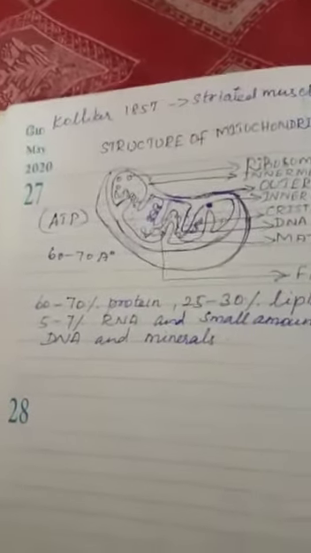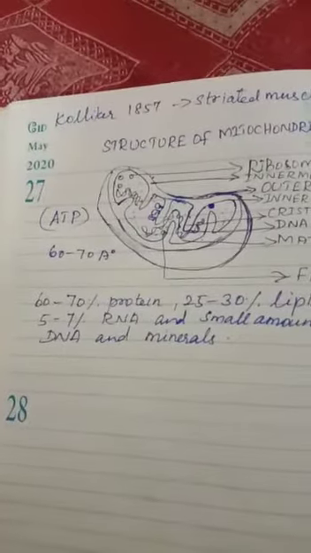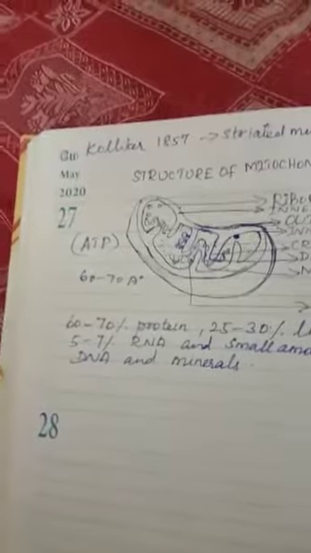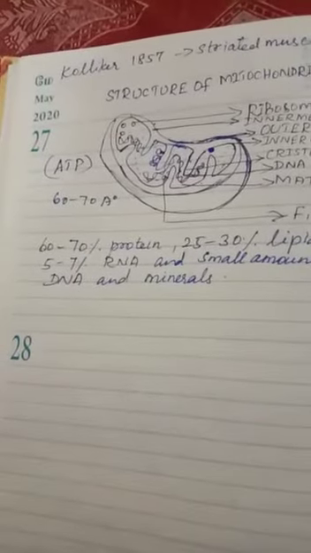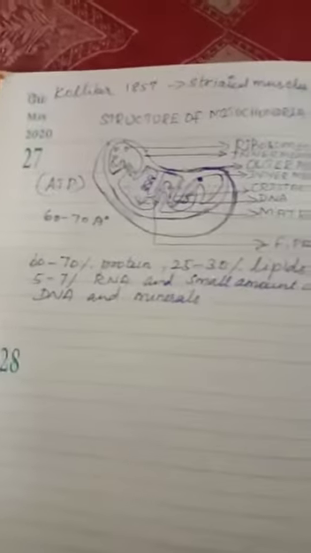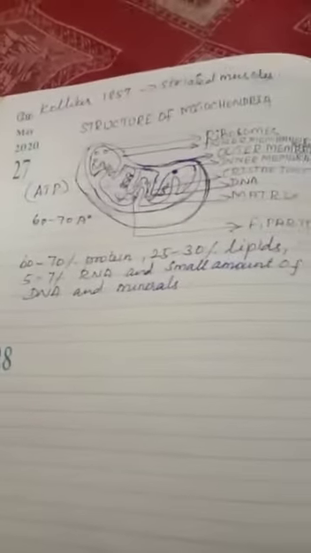Then it helps the cell to maintain the normal concentration of calcium ions, balancing the calcium ions in the cell. Then it regulates the metabolic activities of the cell. It is involved in and regulates metabolic activities. So this is the function of mitochondria.